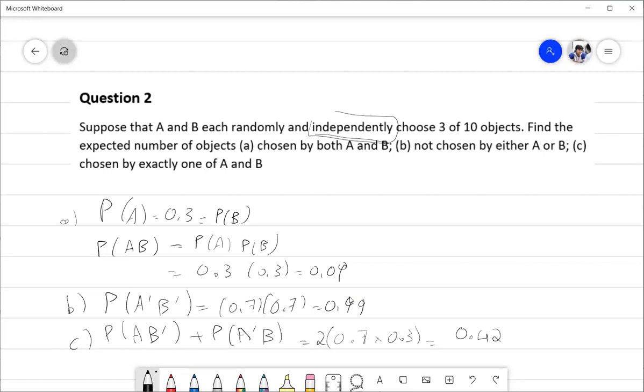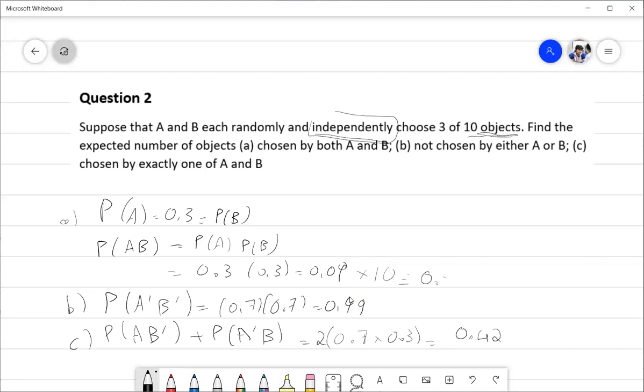So I'll go back to part A. Essentially, I just have to multiply it by 10 because it's 3 of 10 objects, right? The total number of trials will still be 10, right? So based on that, I have to multiply everything by 10. Again, this was the probability multiplied by the number of times. That's 10, which will be what?